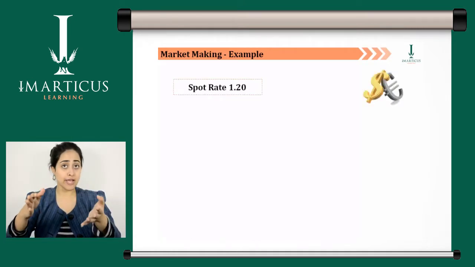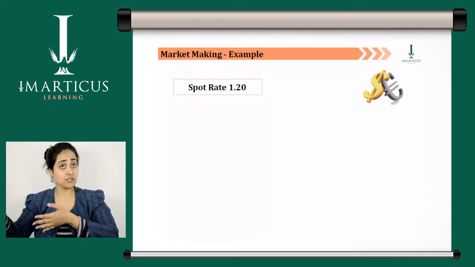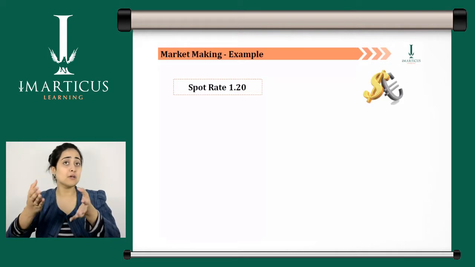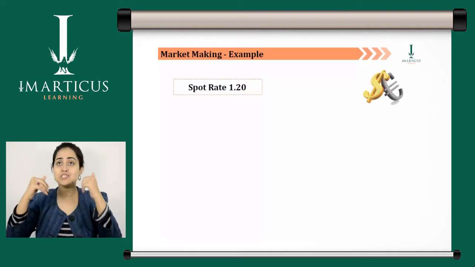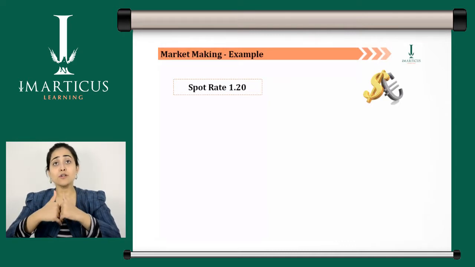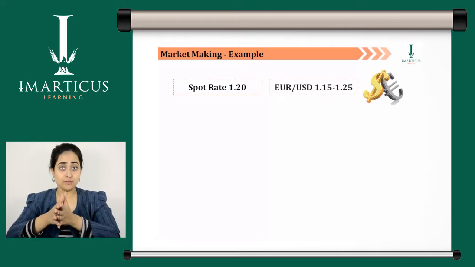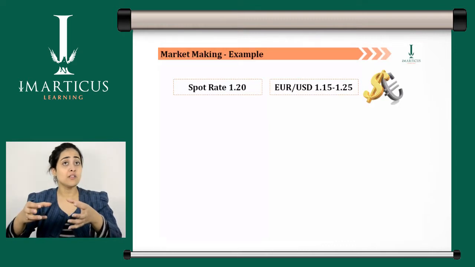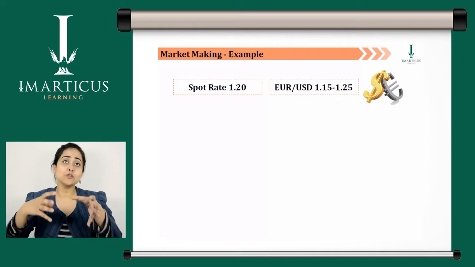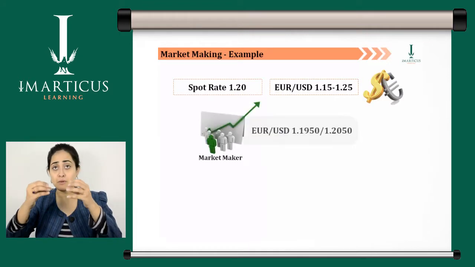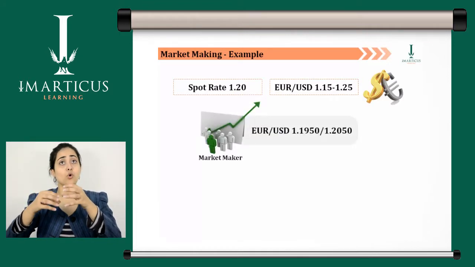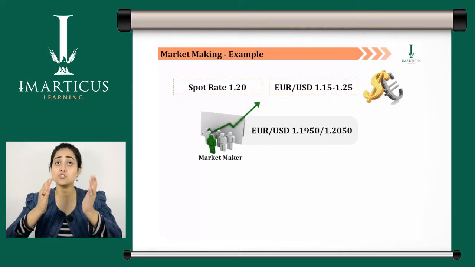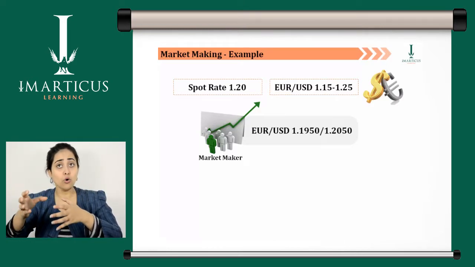Let's assume for some time that the Euro to USD market is low on liquidity and participants are not willing to buy or sell the currencies. The spot rate is 1.20. The bid-ask quote between the two currencies could be large, that is 1.15 or 1.25. A market maker can then come and publish a quote with a smaller spread, that is Euro to USD is equal to 1.1950 versus 1.2050.